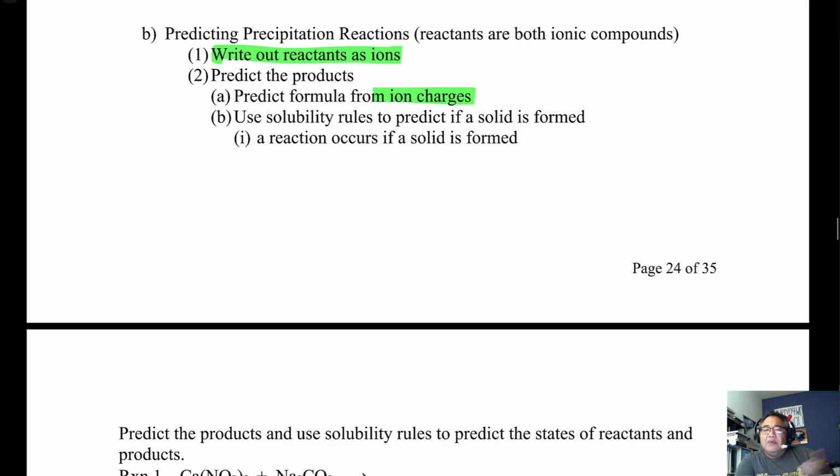Remember, we did it the other way. We took two solutions together and we saw the solid form, right? Then we knew that a reaction had taken place. But with precipitation reactions, when you're not actually doing them, you look at the solubility rules to try to find a product that is solid. So a reaction occurs if a solid is formed. Now, the reason this happens, on a more theoretical level, is because when the solid forms, it's very stable and it helps to make the reaction go.